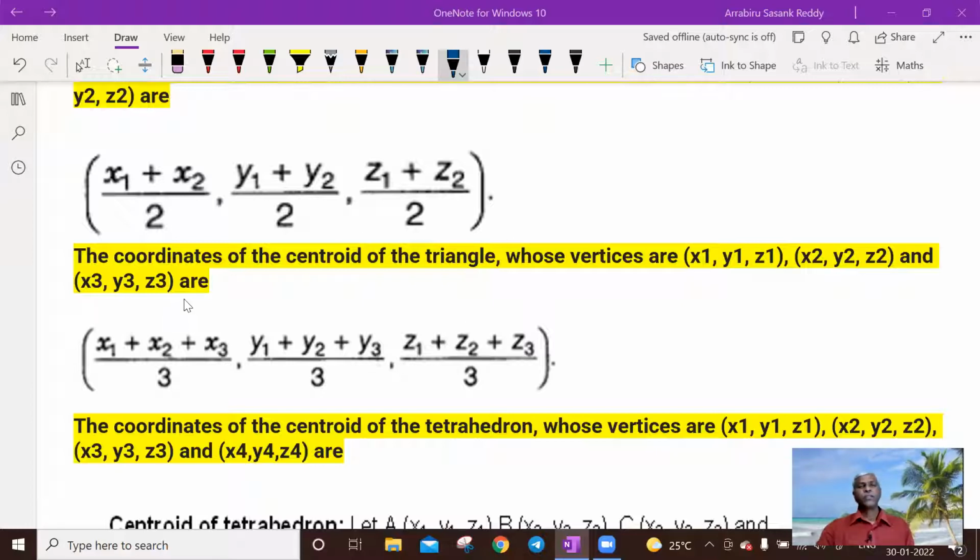And these are the coordinates of the centroid of a triangle whose vertices are (x1, y1, z1), (x2, y2, z2) and (x3, y3, z3): (x1 plus x2 plus x3) by 3, (y1 plus y2 plus y3) by 3, up to this in 2 dimension. Here, another (z1 plus z2 plus z3) by 3.